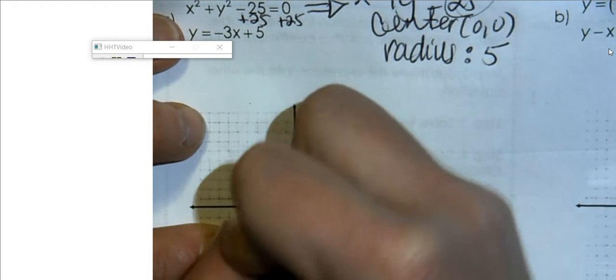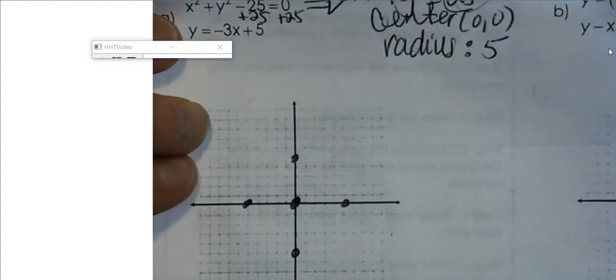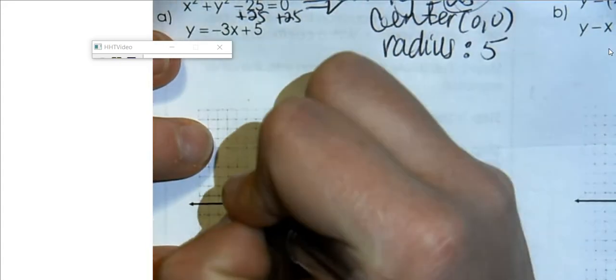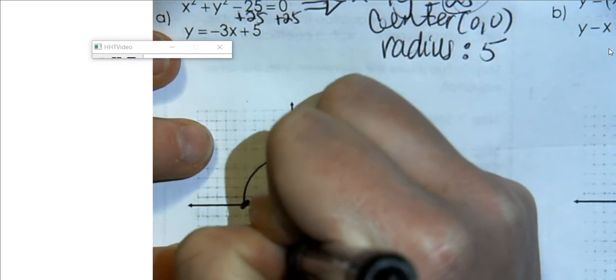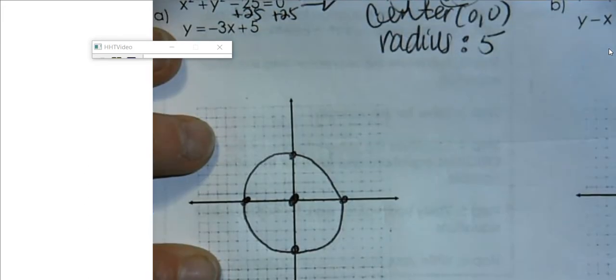To the very best of your ability, please go ahead and try to draw in a circle.